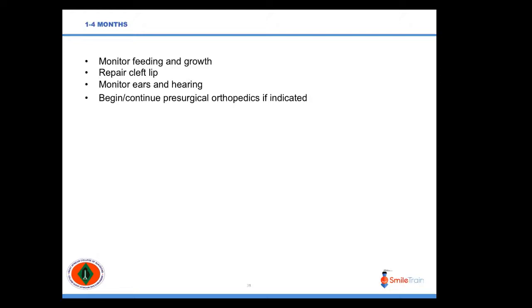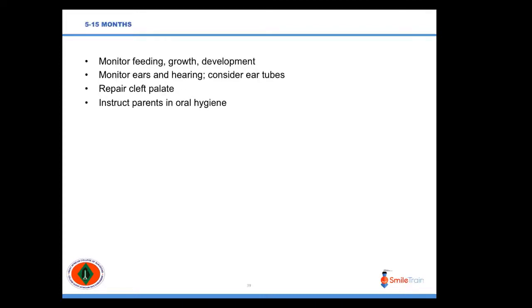Then we monitor the ears and hearing, because most of the babies that have cleft palate have problems with their ears and teeth. And also the ENT is supposed to come and assess. If it needs a grommet, then preparation is made for this to be done. And then the pre-surgical orthopedics, if it's indicated, begins or continues so that the feeding can be aided by a feeding plate.